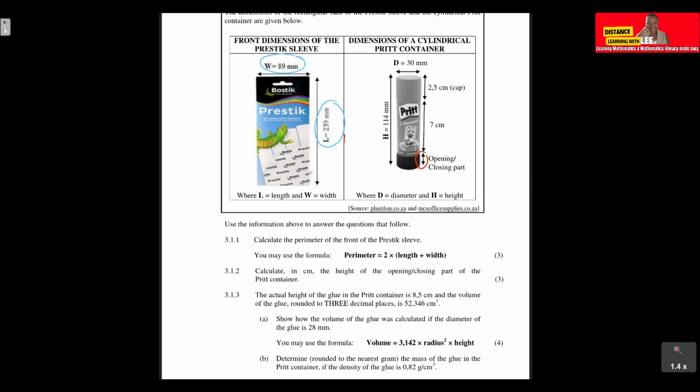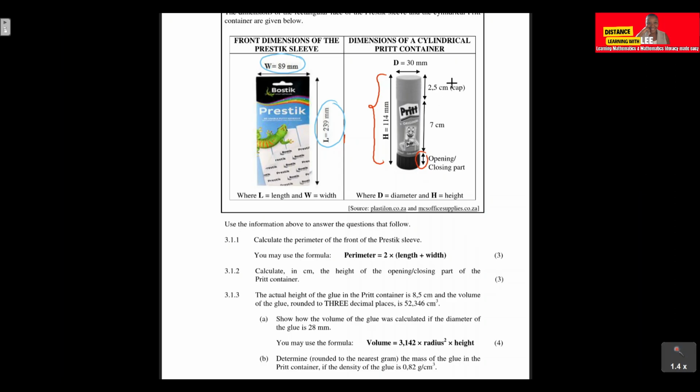That unknown height, what is it? For us to be able to calculate that unknown height, what do we need to do? We already know the total height from there to there, and that total height is 114 millimeters. Then we're given the height of our cap, from there to there, as 2.5 centimeters. So we already have a problem here: our units are not the same. Before we can do anything, we need to convert these units from millimeters to centimeters. How do you go about doing that? How do you even get what the opening or closing part is equal to?